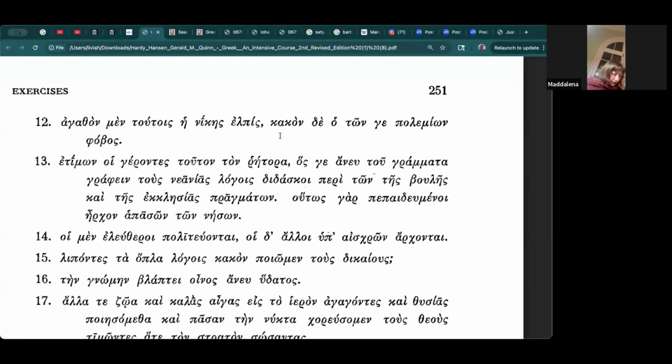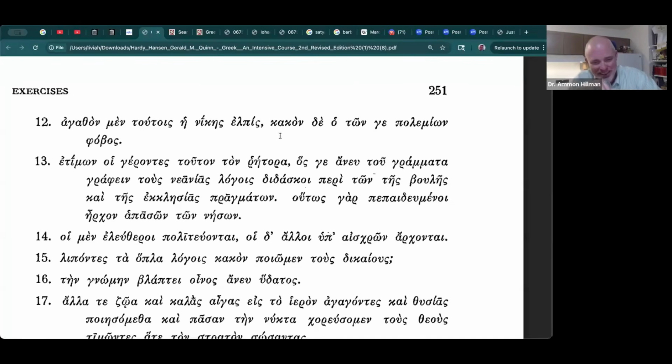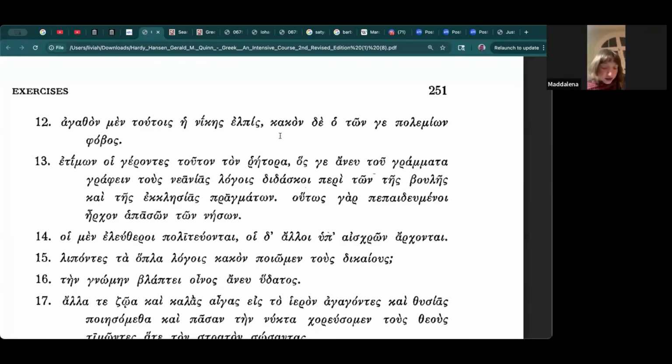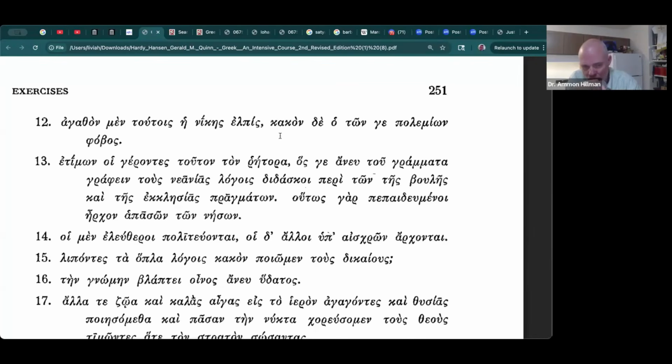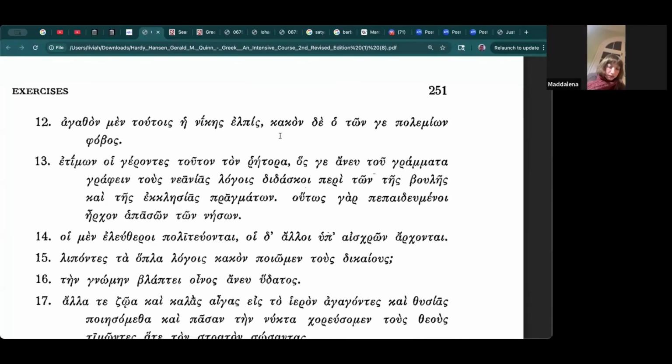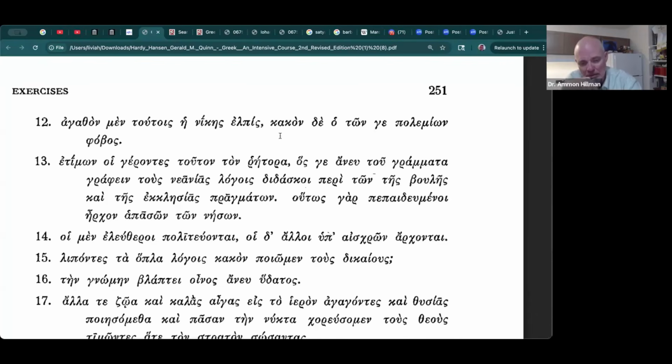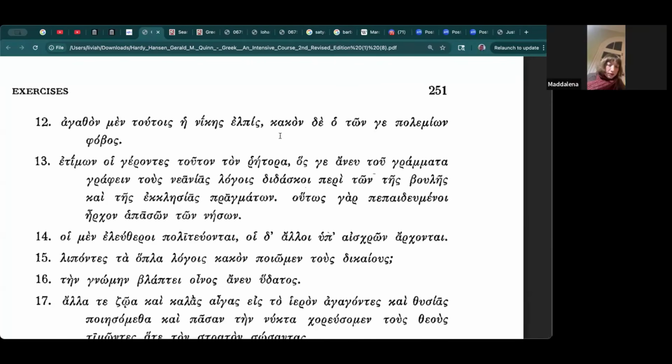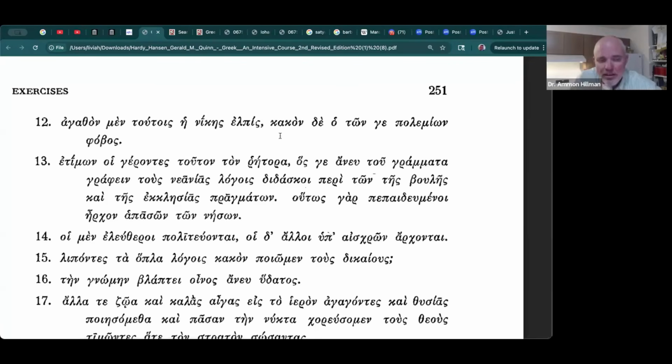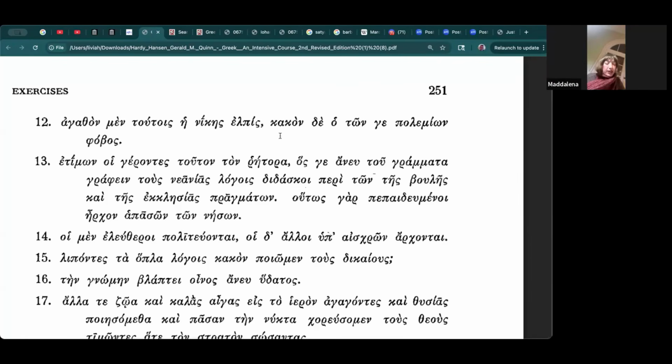How do I put that all together then? So your subject, when you get one of these sentences that's got no verbs and you know it's the verb to be, just say, okay, where's my subject? Your subject is hey nikes elpis. So translate that phrase, then put is after it. Is this good? Yes. Tutois, for them. Right? That's great.